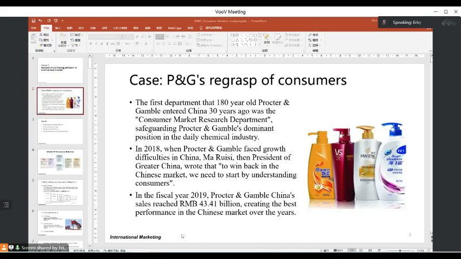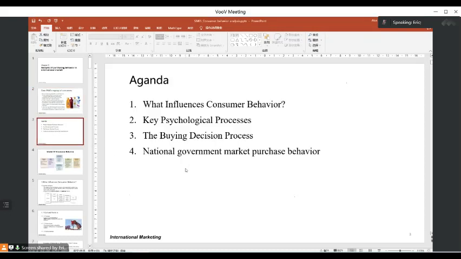This case is about consumer behavior. It's very important. It's essential. So the main task of the marketer is to research consumer behavior. So let's move on. In this chapter, what we will learn is some influence factors of consumer behavior. Which factors affect consumer behavior?